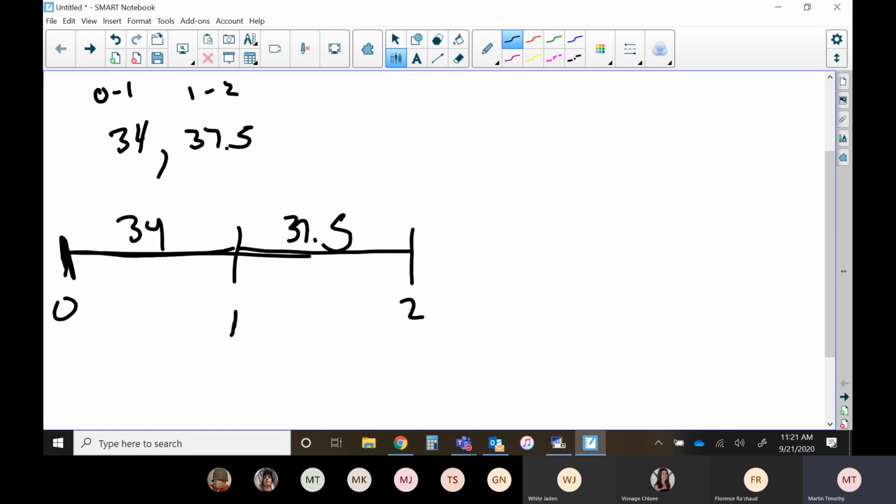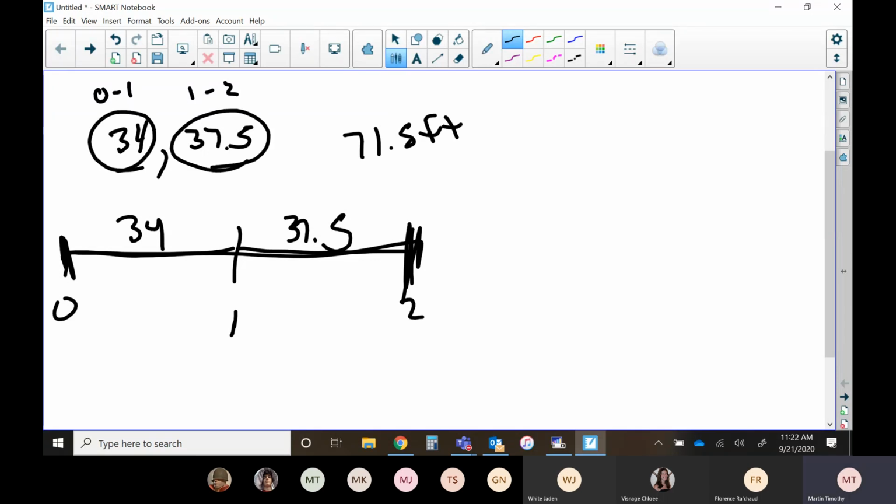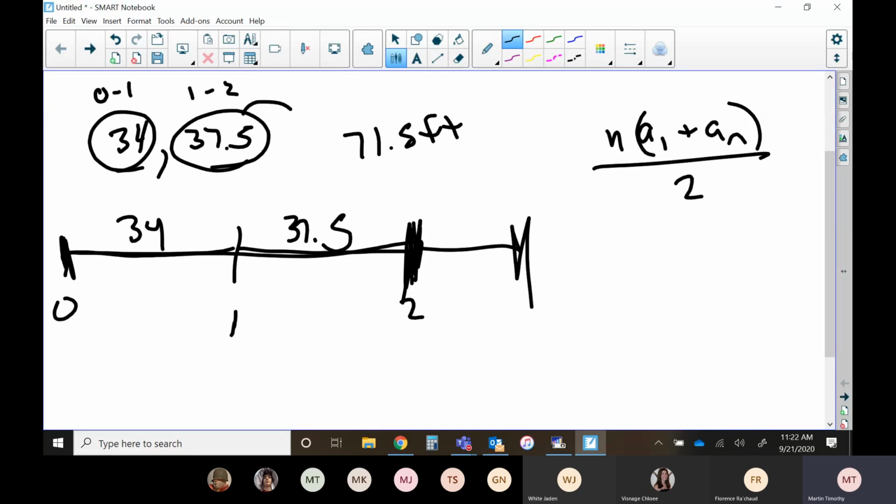From 0 to 2, how far did it travel total? It would be 71.5 feet total. How did we get that? We added those two together. Do you get what I mean? So again, we're doing a summation problem. I need to figure out A1, I need to figure out AN, and I need to figure out how many terms there are. Because if I just kept going up by 3.5, that tells me how many feet it traveled between 2 and 3, not total. Do you get what I mean by that?